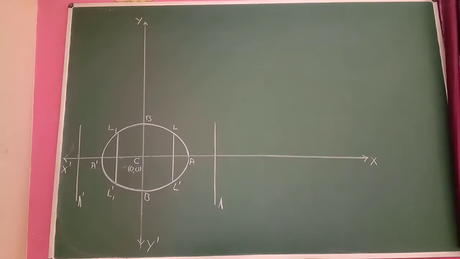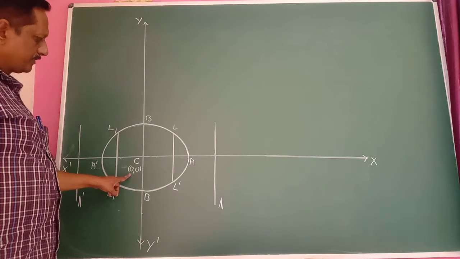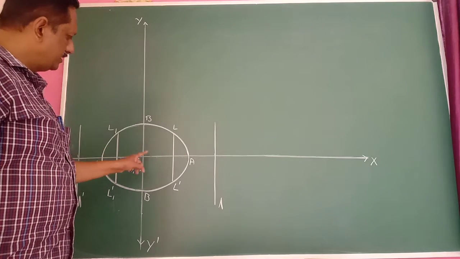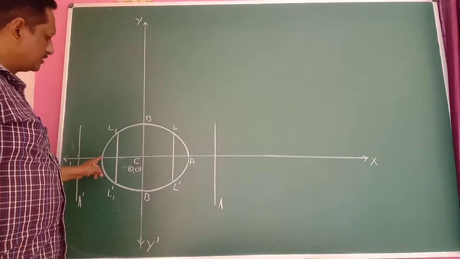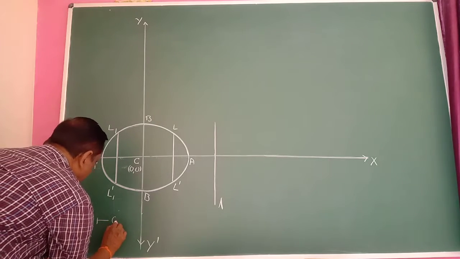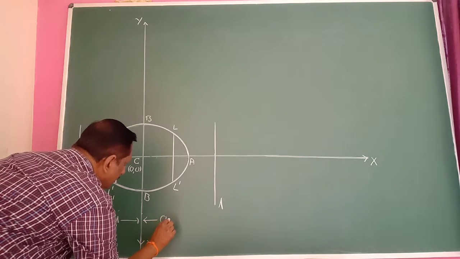So you know that here the center of the ellipse is the origin, and here OA is equal to a units, OA dash is also a units. Total this length here is a units, and this is also a units.